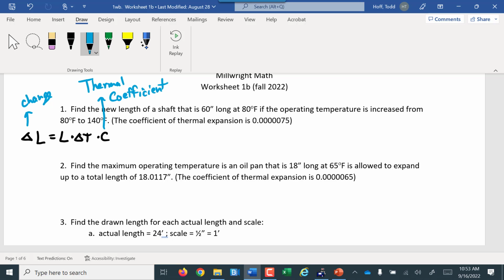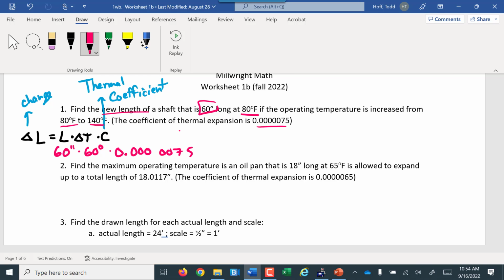So for this example, number 1, we want the new length of a shaft that starts out 60 inches long. So that's our original length. At 80 degrees Fahrenheit, operating temperatures increase from 80 to 140. What's the change in degrees there? 60 degrees. Coefficient of expansion is 0.0000075.